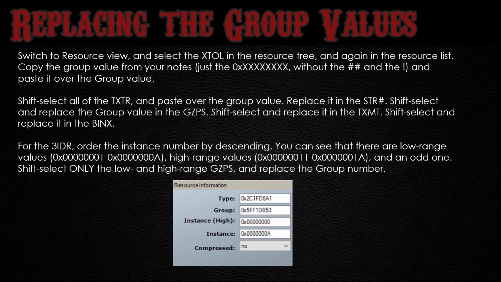Then we move to the 3IDR, and this is where it gets tricky. So in the 3IDR, we order from lowest to highest. So we just double click on the instance header, and that's going to organize it nice and neat. So then you have 21 3IDR. You have the low range 3IDR ordered from 01 to 0A. And then we have the high range 3IDR ordered from 11 to 1A. And then there's an odd one. We leave the odd one alone. We shift select all of the low and high range and we paste over the group value.